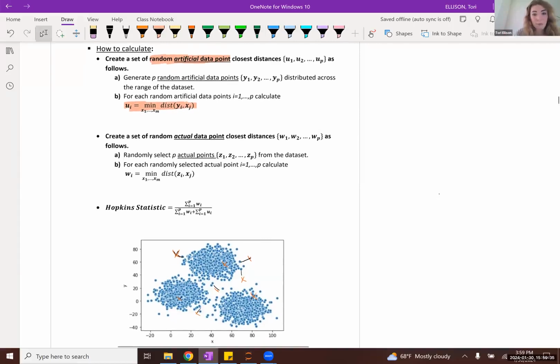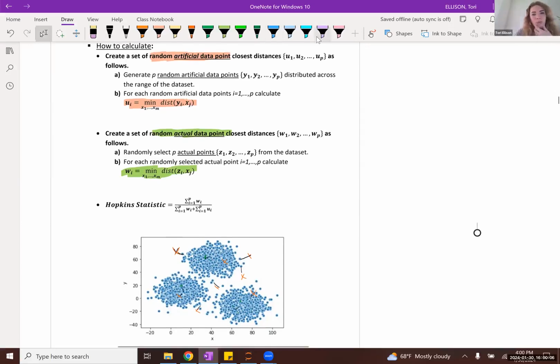All right, so we're just going to keep that and move on to the second set of observations that we're now going to randomly select. So next we're going to randomly select P actual points in the data set. And then we're going to find the distance of each of these points to their nearest neighbor. So that creates these W_i distances.